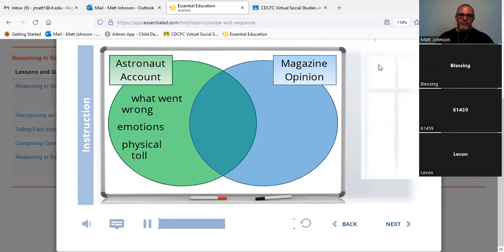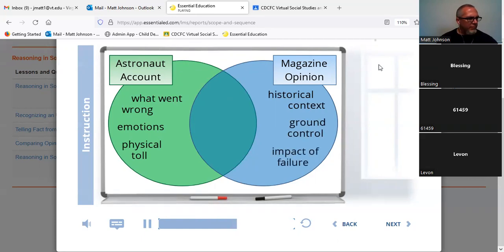Instead, the journalist put the mission into a historical context. The journalist had the benefit of 50 years of hindsight after all. The author talked about ground control's efforts to save Apollo 13. He also talked about the impact that the failed Apollo 13 mission had on the NASA space program.